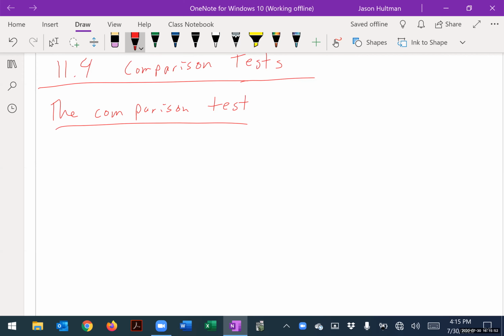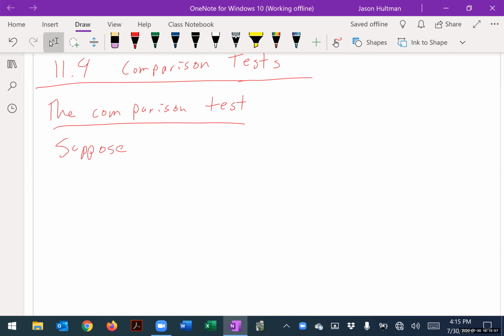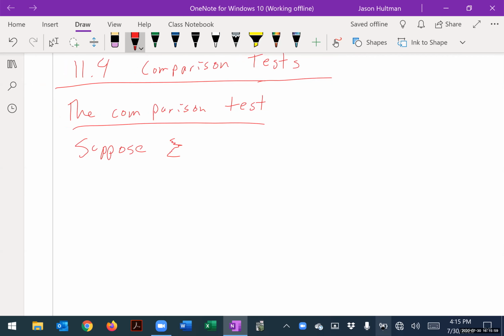Okay, suppose the summation of A sub n and the summation of B sub n, so these two series, are series with positive terms.